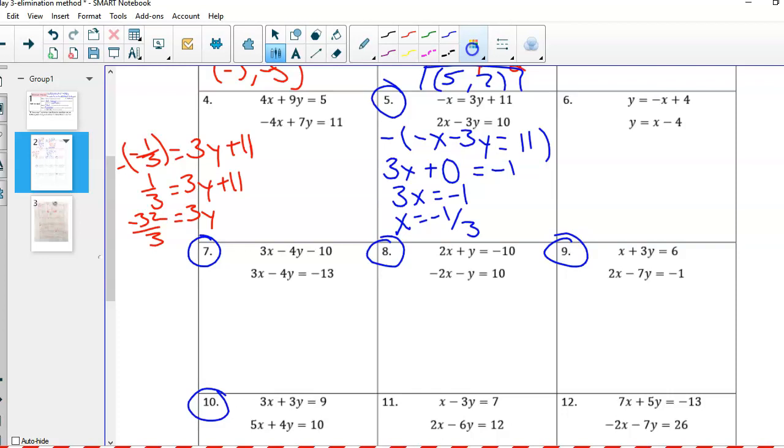And then to get rid of 3, we need to either divide by 3 on both sides, but then we have fractions within fractions. So instead, let's multiply both sides by 1/3. Multiplying by 1/3 is the same thing as dividing by 3. So y would equal negative 32 over 9. So your ordered pair would be negative 1/3, negative 32 over 9.